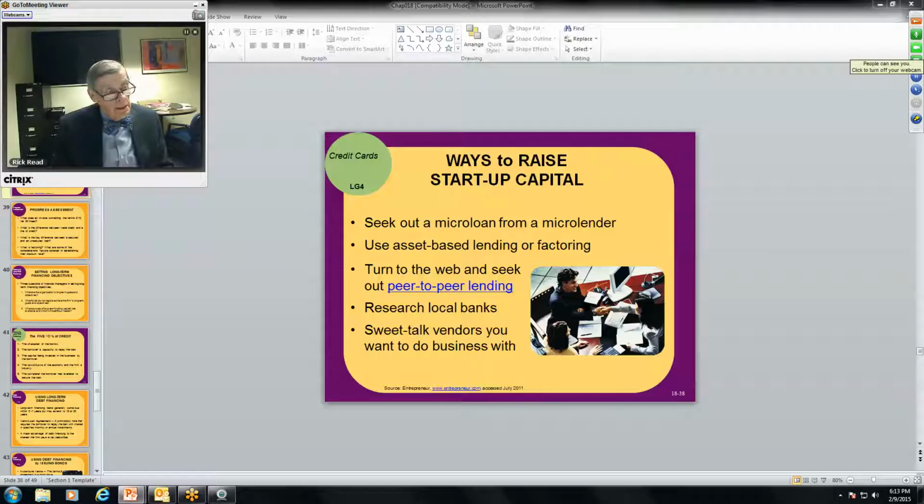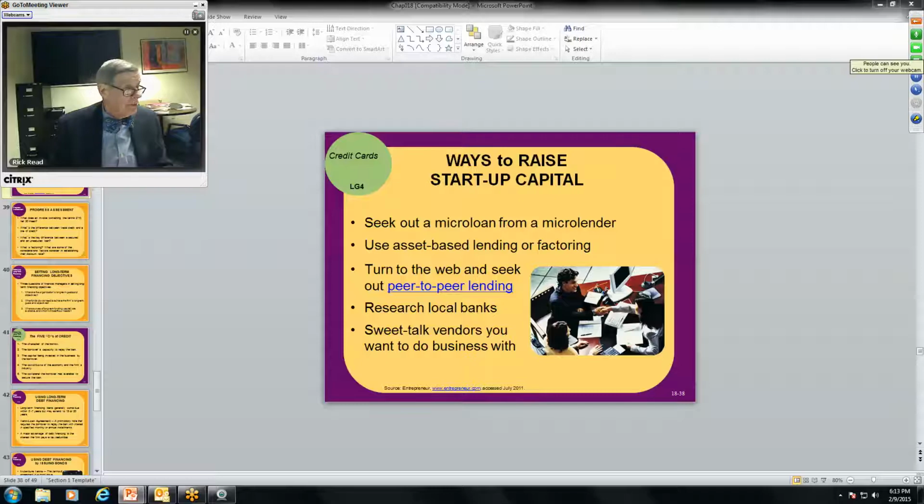We can look at our local banks, but I can tell you if your local bank is just a branch of a big bank, don't hold your breath about getting a loan. It's probably not going to happen. That's just the way it is. I don't like having to say that, but it doesn't change things very much.